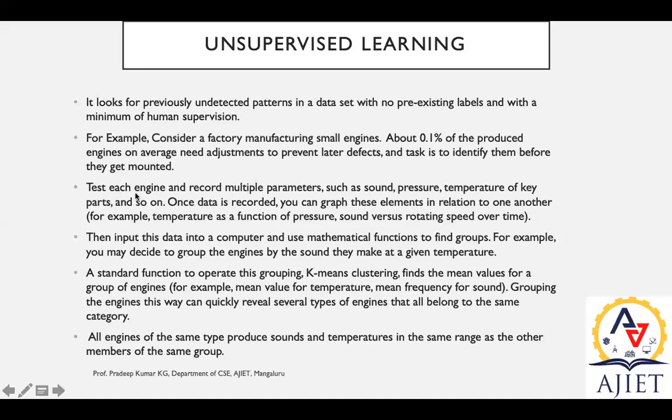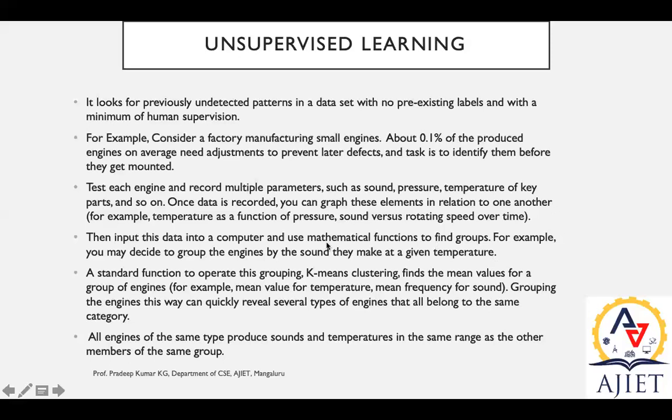So how to do it? We need to test each engine and record multiple parameters such as sound, pressure, and temperature of key parts. Once this data is ready, we can graph these elements in relation to one another and compare them. For example, check the sound, the pressure, the strength of each hardware device, the temperature of a key part, and the communication activity and pressure mounted. All these parameters should be recorded separately, so that we can input the data into a computer and use mathematical functions to find groups, so that we can group the engines by the sound they make at a given temperature.